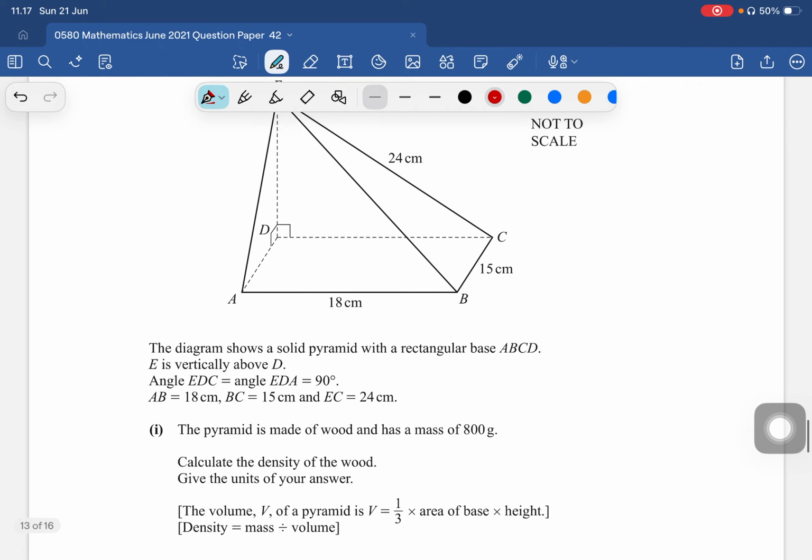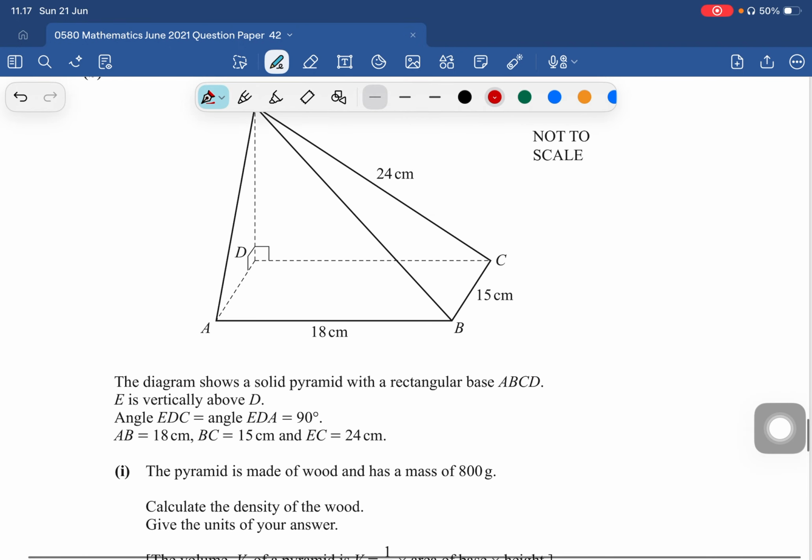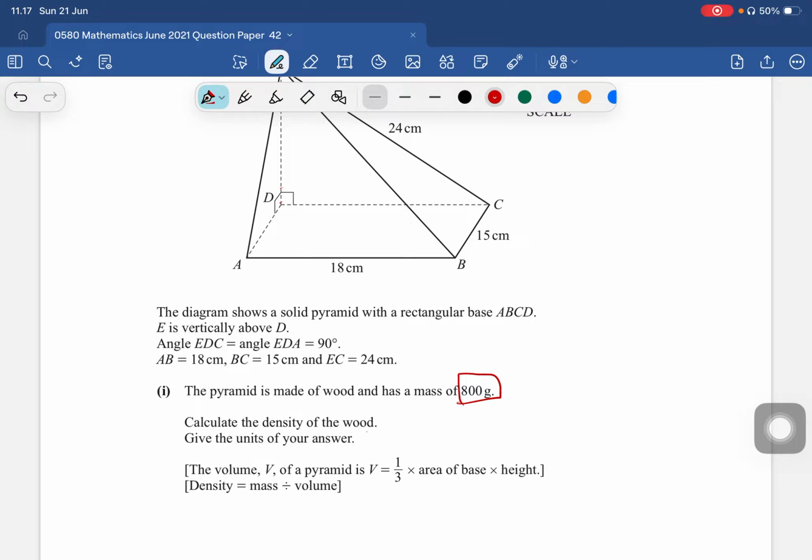Number 7 and 8. Okay, the diagram shows the solid pyramid with the rectangular base ABCD. Okay, E is vertically above D. Okay, angle EDC is a right angle. AB, BC, and EC. The pyramid is made of wood and has a mass of 800 gram. Calculate the density of the wood.